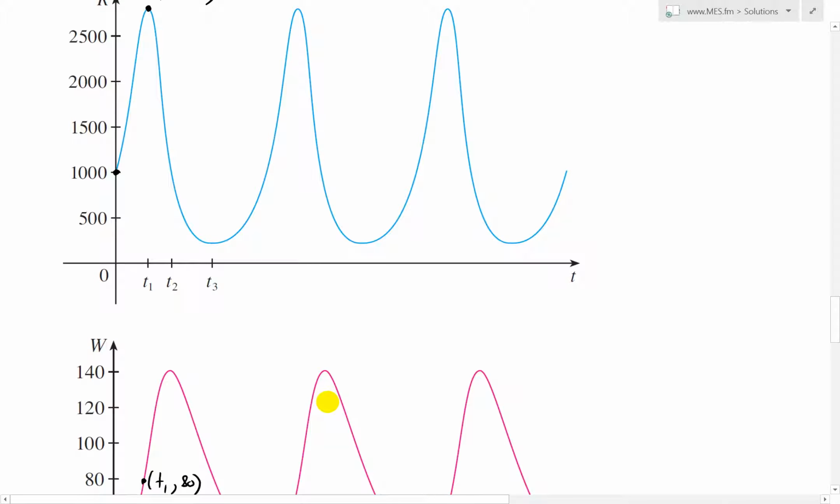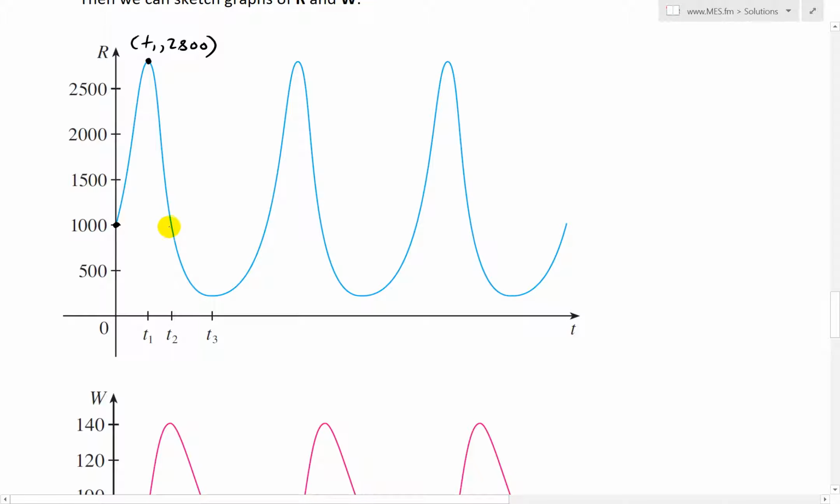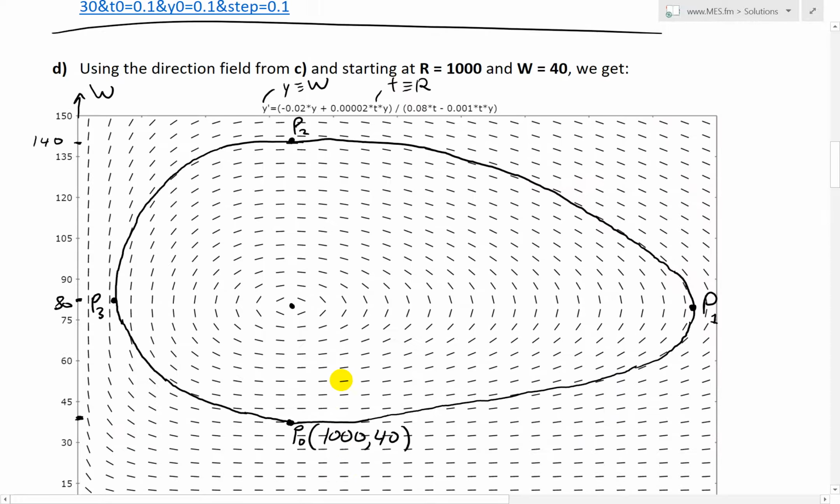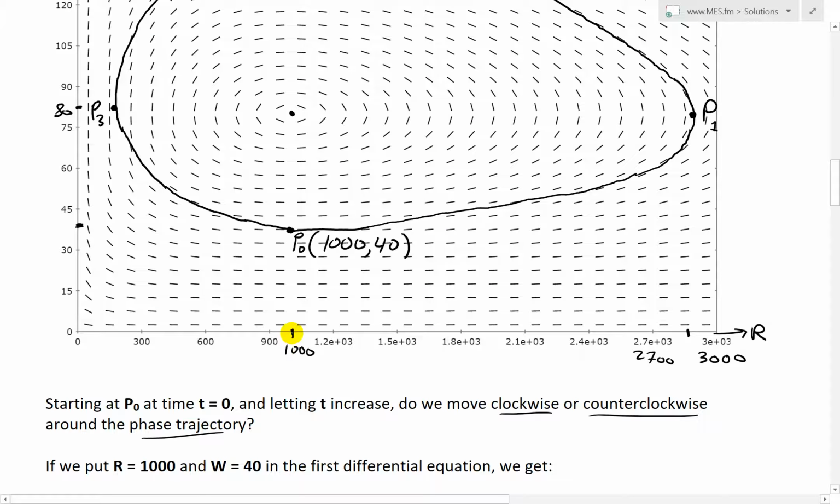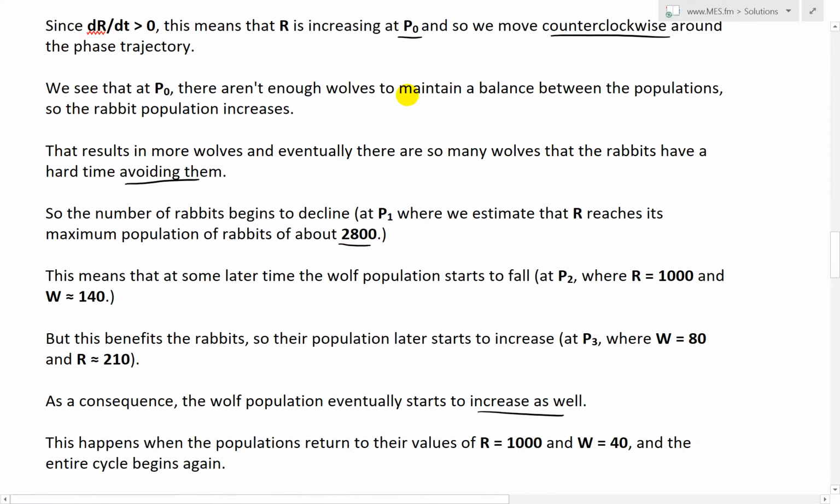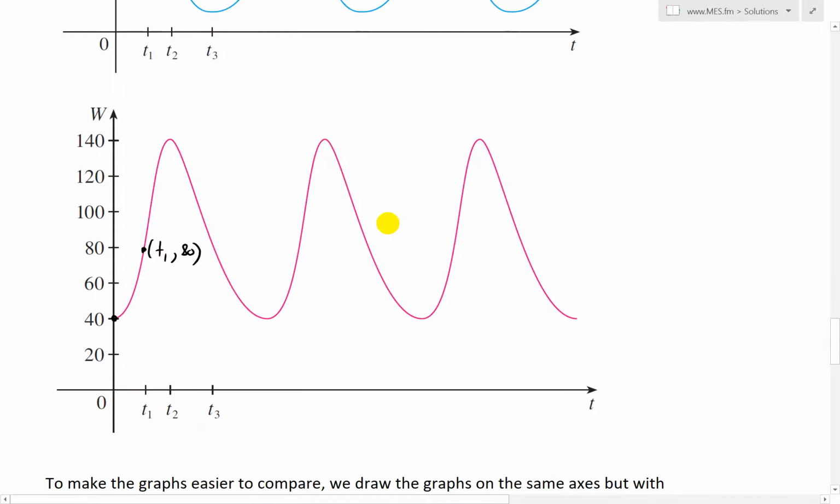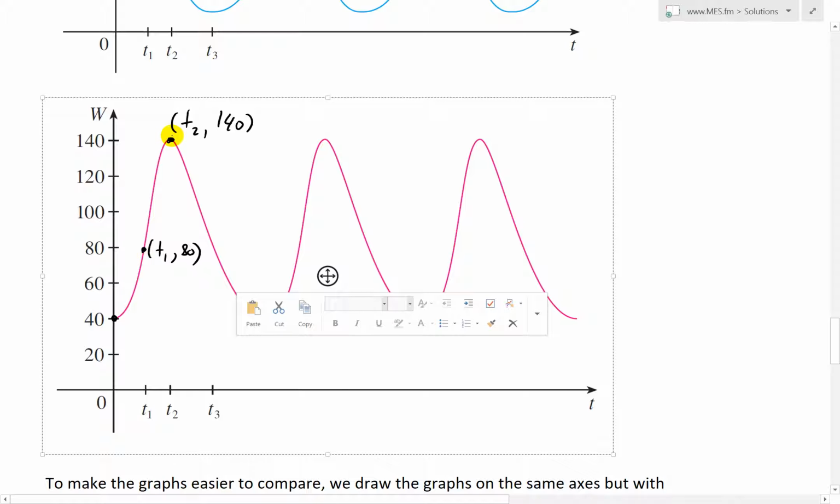And then at T2 we have it roughly here. If we scroll up, this one is at P2, that's about 140 and 1,000. So we get to 1,000 here, so this is about T2 and 1,000. But for the wolf population at T2, we have it close to 140. So this one is at T2 and 140. It goes from here, from there, to there.